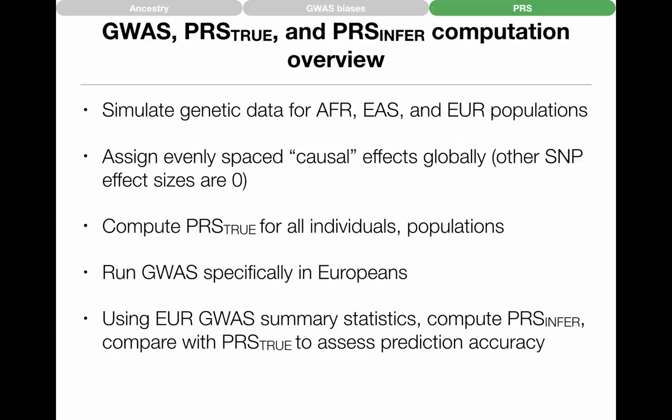Then I ran a biased GWAS to be as realistic as possible and reflect what happens when people do genome-wide association studies, specifically in Europeans. And then lastly, I used these European genome-wide association study summary statistics to compute some inferred polygenic risk scores, and then compared this to the true polygenic risk scores that are actually causal, and used this to assess prediction accuracy.